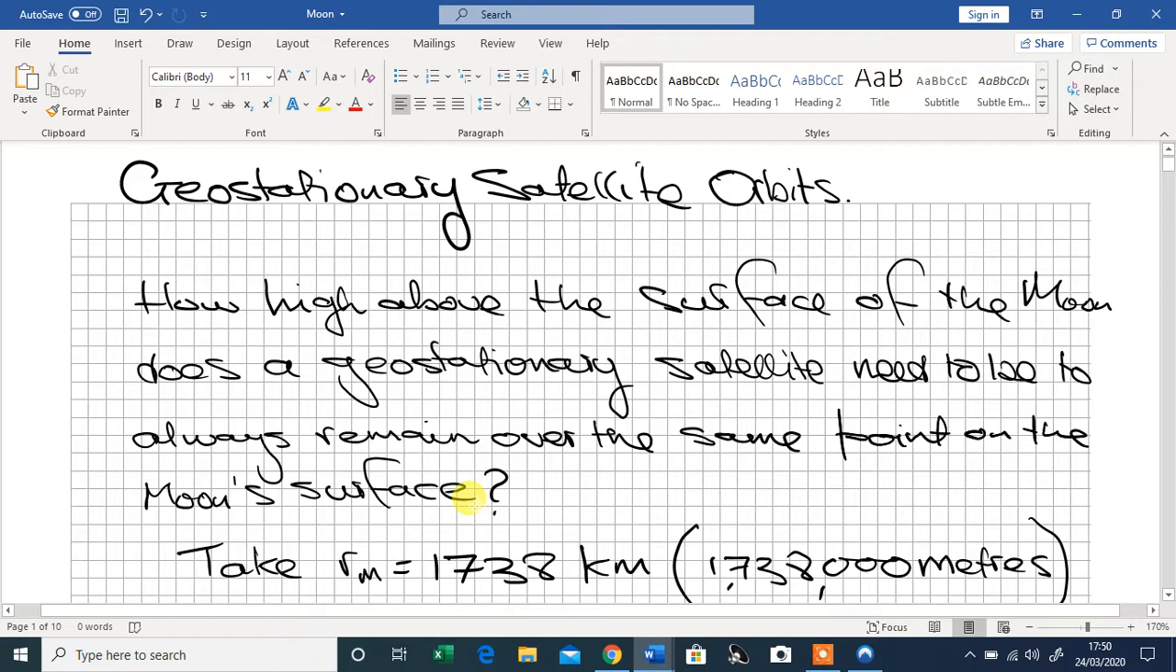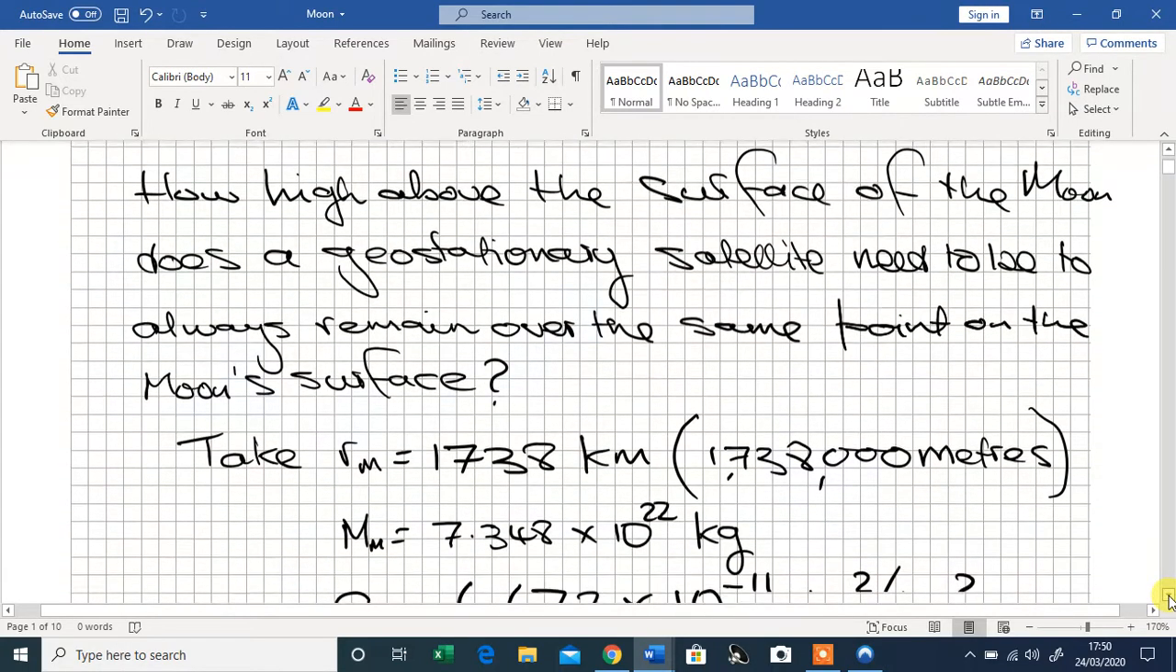And by the way, that's what defines a geostationary satellite. It's the fact that it remains over the same point on a planet's surface all the time, whatever that planet is or moon. A geostationary satellite always remains over the same point at all times. So anyway, we're given some information here because we want to find the distance of the satellite from the centre of the moon first.